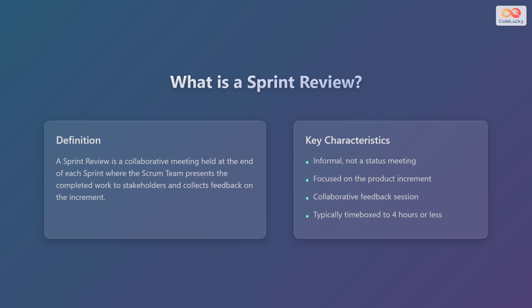During this meeting, the Scrum team presents the work they have completed to stakeholders, and they gather feedback on the product increment. Here are some key characteristics. It's informal, not a status meeting. It focuses on the product increment. It is a collaborative feedback session, and typically it is time-boxed to 4 hours or less.